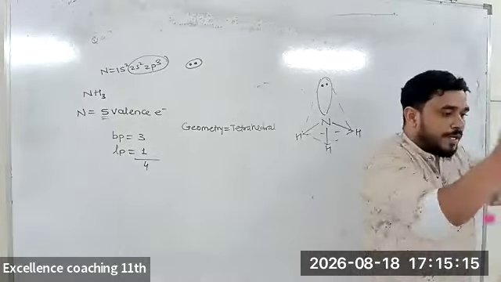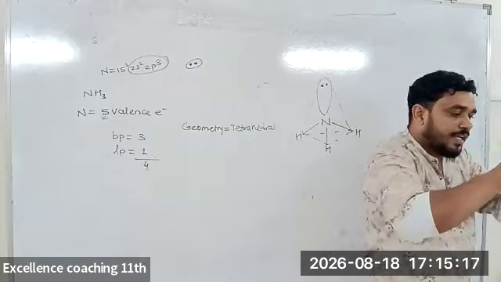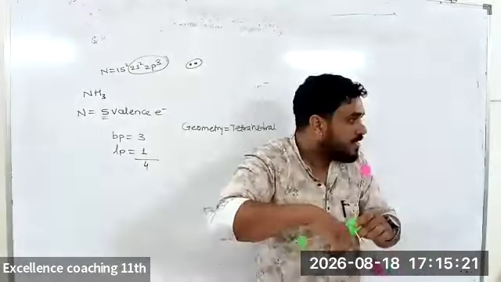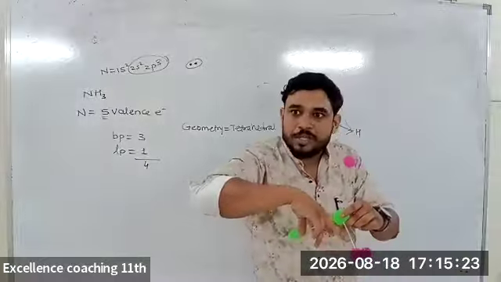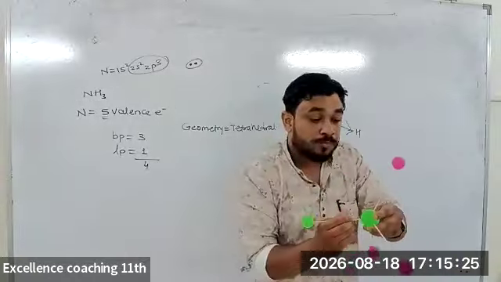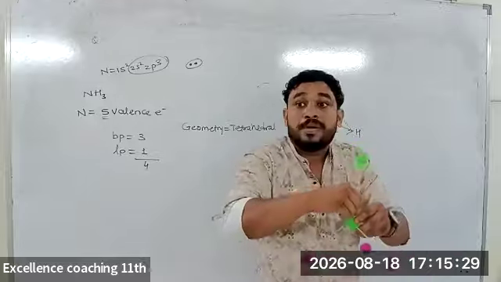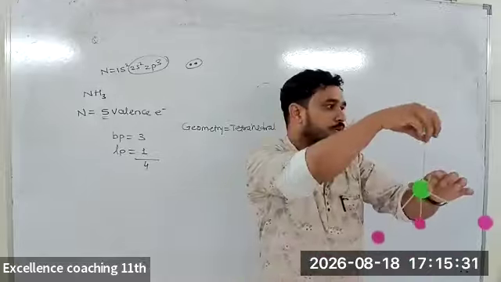Can I keep this lone pair here? No, because this angle is less than 90, so the repulsion is higher. So for the lone pair, where is the repulsion minimum? Here. So this is the lone pair.